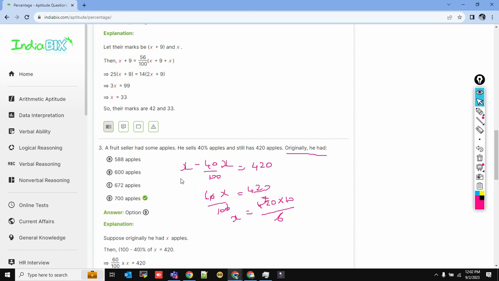So in all these things, you have to read the question, understand, frame the equation, and solve the equation to find the value. You get the answer. That's it. Whatever question is asked, right? Give a variable for that. Originally how much? So for the original, give some variable and solve it.